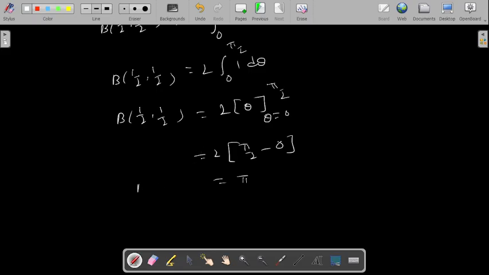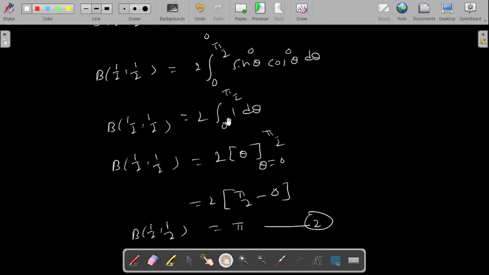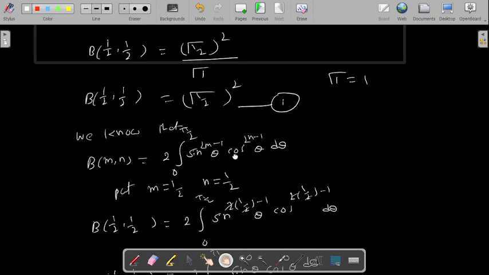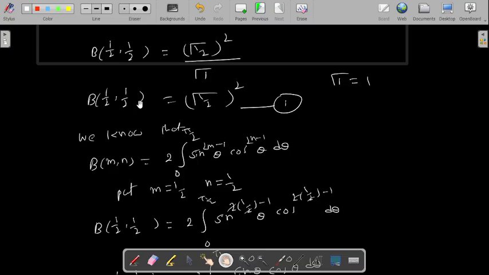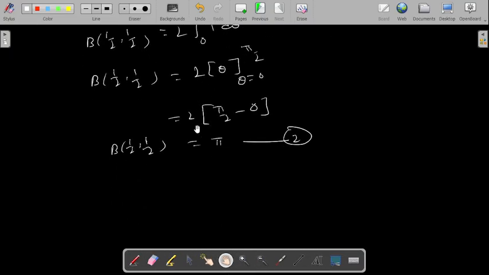So you got this value: beta of 1/2, 1/2 equals pi. Assume this as equation 2. Now see here, what is equation 1? Beta of 1/2, 1/2 equals gamma of 1/2 whole squared. Next, beta of 1/2, 1/2 equals pi.